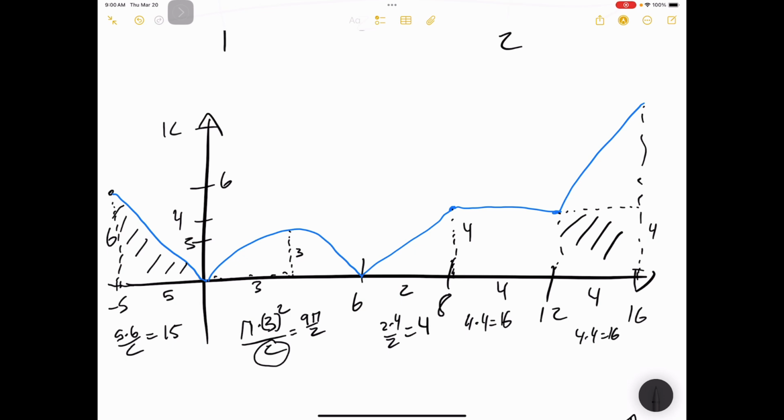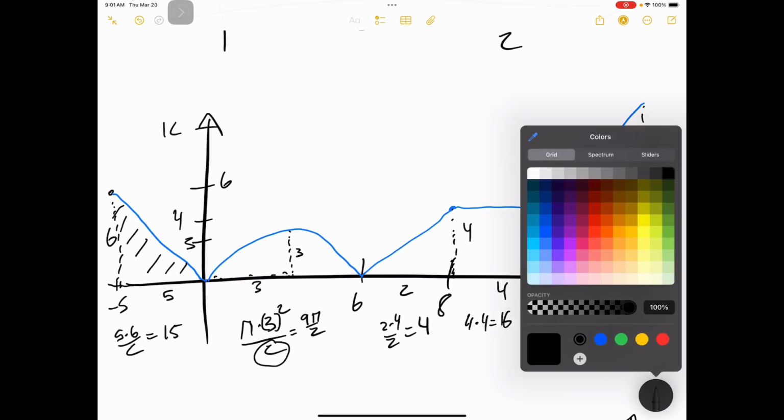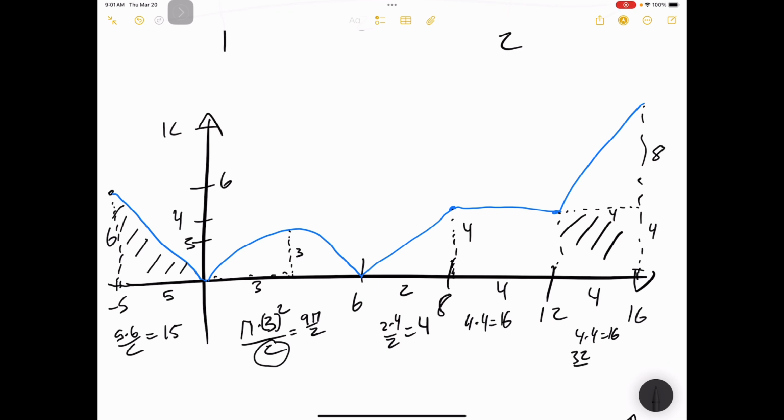And then the upper part, we have from 12 down to 4. 12 down to 4 is a difference of 8. So the height here is 8. And the base is 16 minus 12, which is 4. And so we get 8 times 4, which is 32, divided by 2, which is 16. 32 divided by 2 is 16.